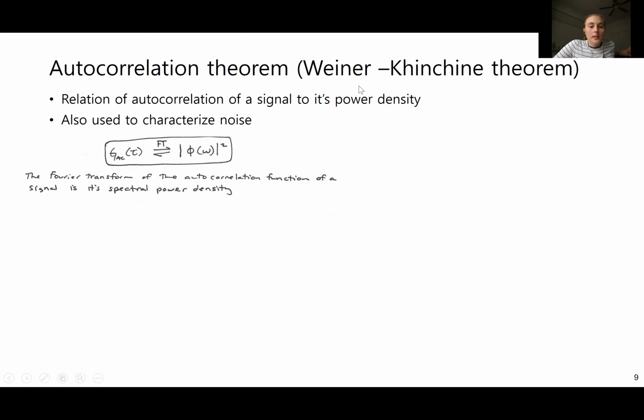Also related to noise and characterizing noise, autocorrelation is used with the autocorrelation theorem, which is also referred to as the Wiener-Khinchin theorem. You might hear it referred to as that. But it's a way to relate the autocorrelation of a signal to the power density of the signal. So if you remember, this is our spectral power density over here. It's the square of the function in frequency.